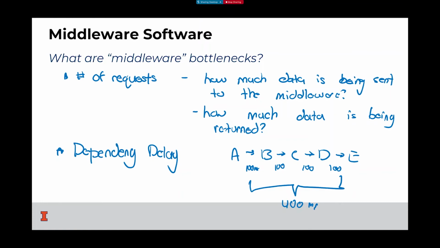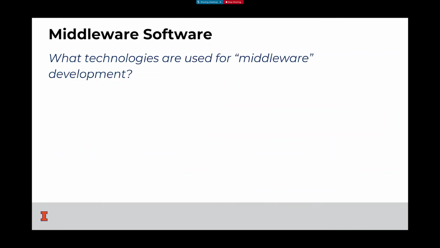And this is a big problem with middleware: how do we mitigate the delay that we have from being dependent on multiple different resources? So basically, looking at the number of requests and the number of dependencies are both big microservices problems. What technologies are we using in middleware? In fact, we built some middleware in this class. What are we using in this class for middleware?